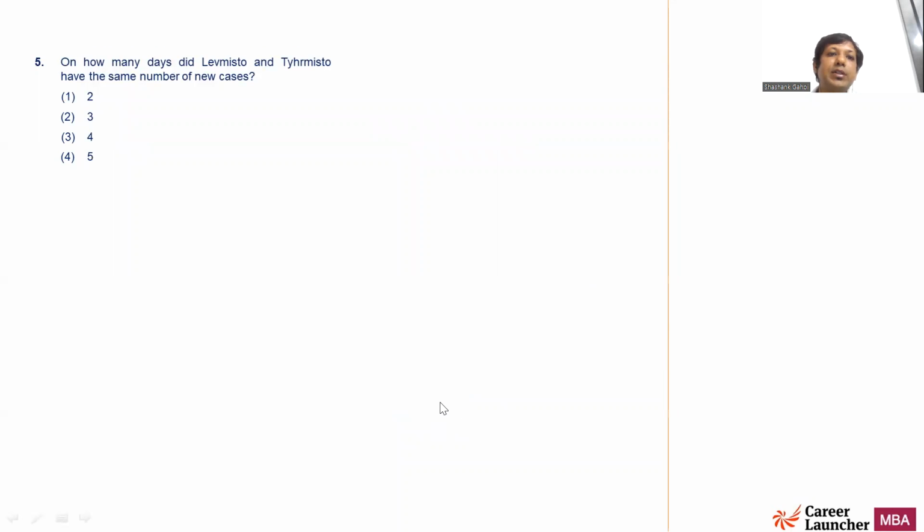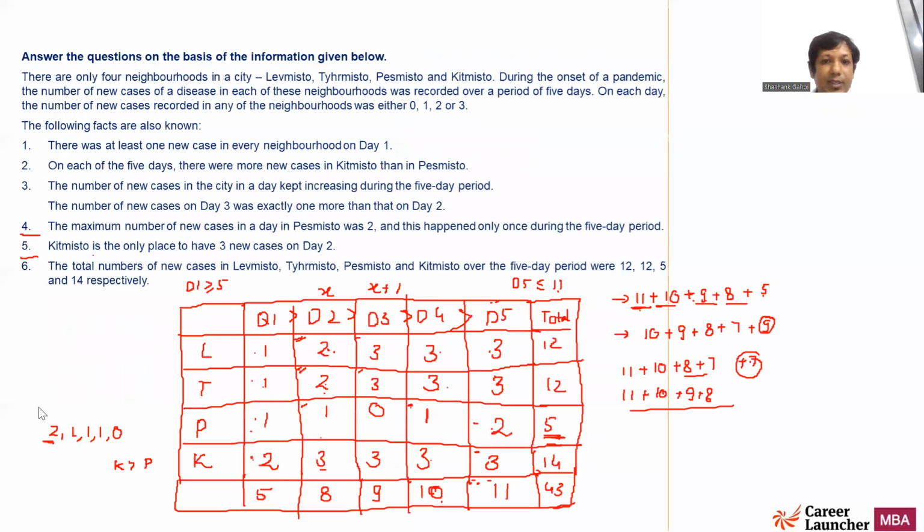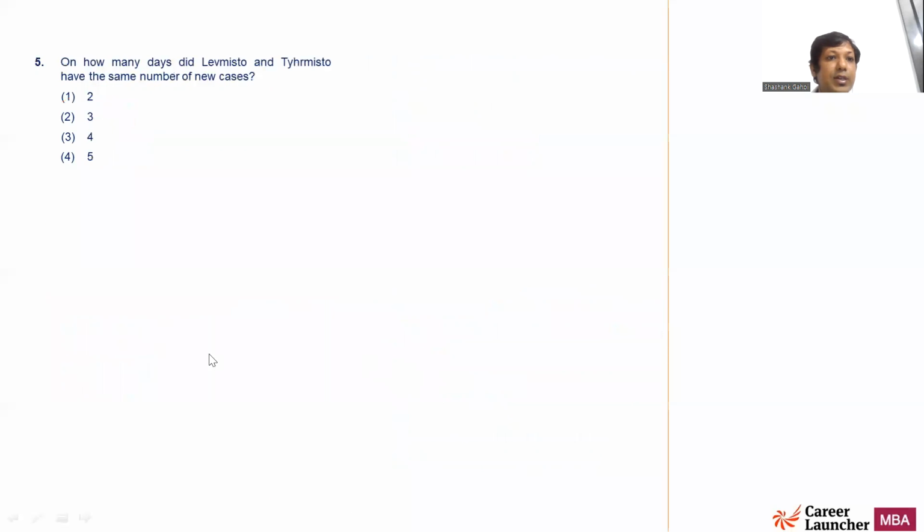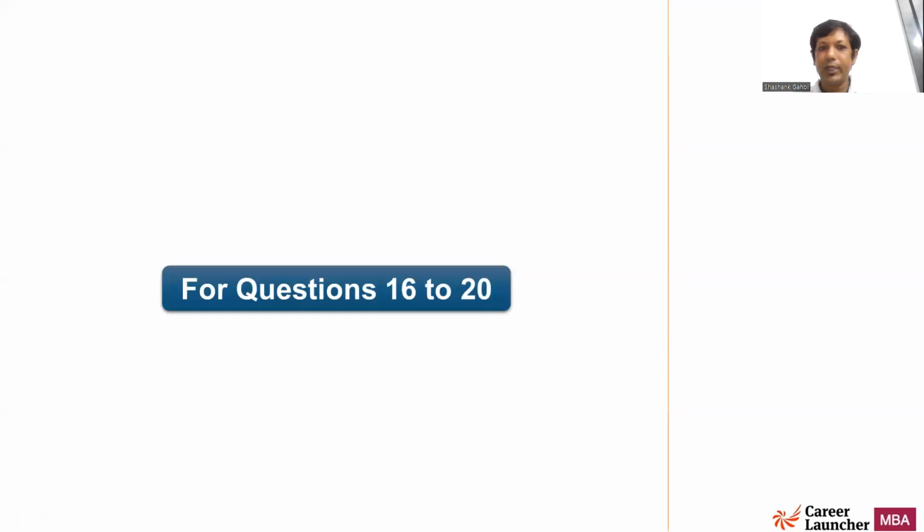How many days did L and T have the same number of cases? Okay, so in how many days L and T have the same number of cases? So L and T had the same number of cases on all 5 days. So answer is going to be option 4. That's 5. I think that was a pretty easy and pretty doable set in the exam. Now let's move on to the next set. 16 to 20.